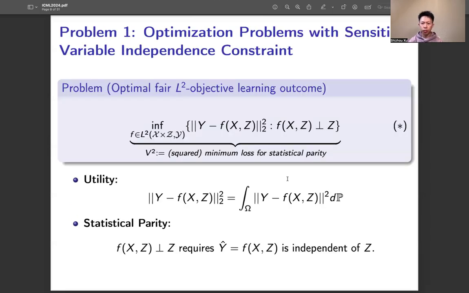Okay. To start, we first generalize the optimal fair regression results from one-dimensional to arbitrary finite dimensionality. Here, x, y, z are independent variable, dependent variable, and sensitive variable. So the objective here is to minimize the distance between our y and the prediction, which is denoted by f(x,z). And for statistical parity, we require the prediction f(x,z) to be independent of z.